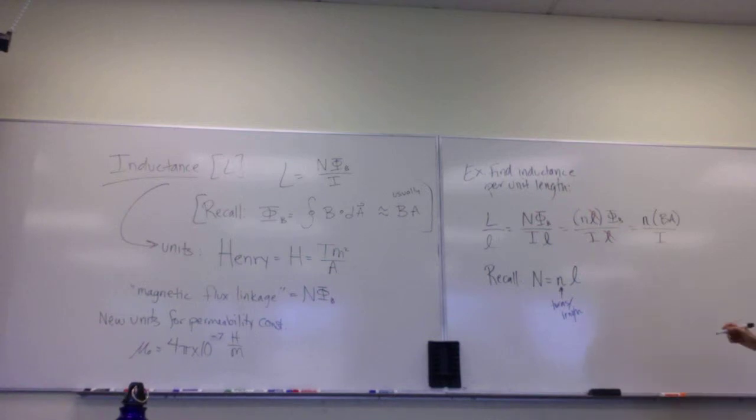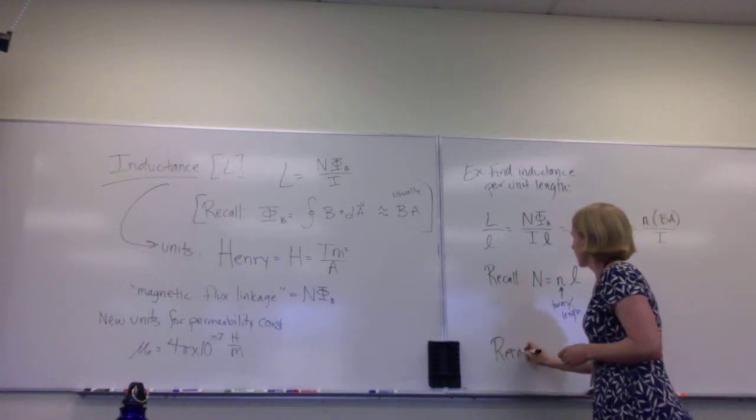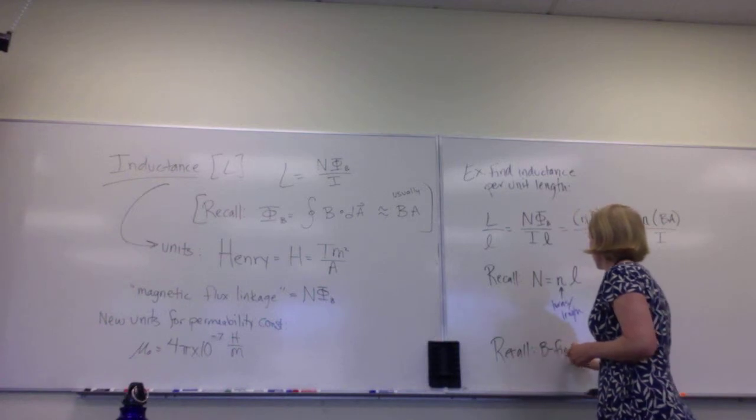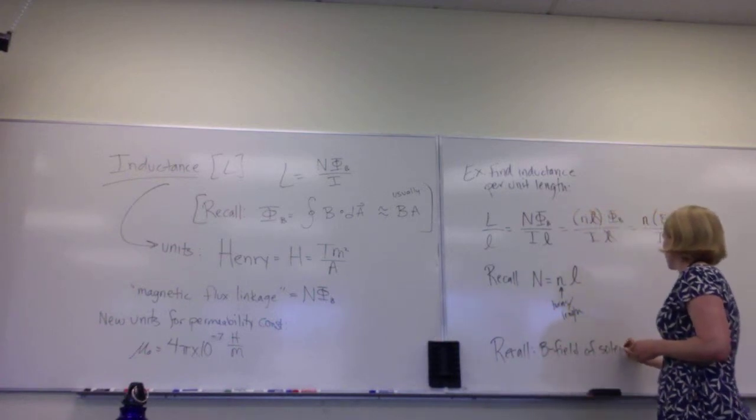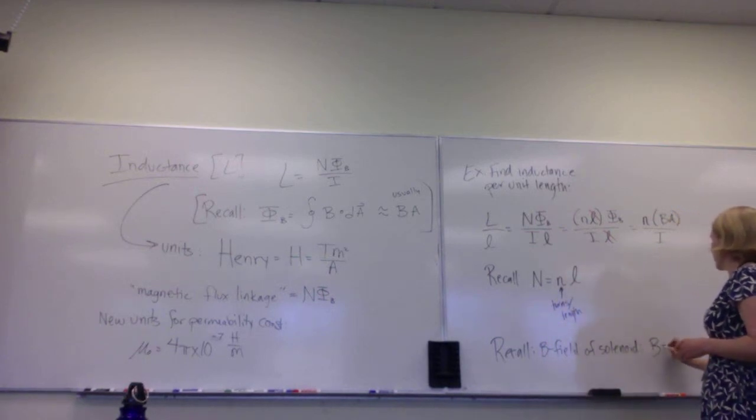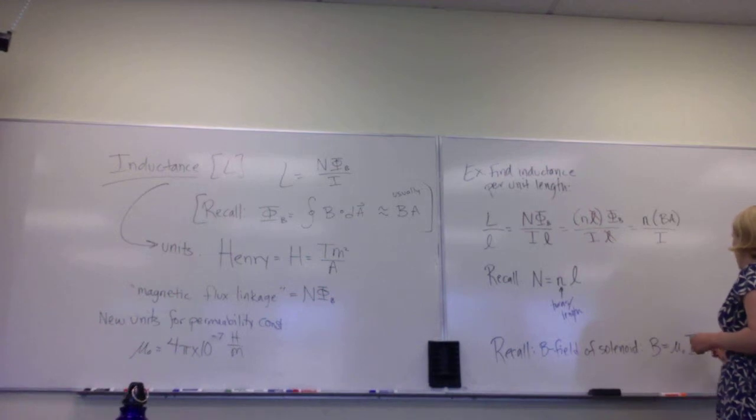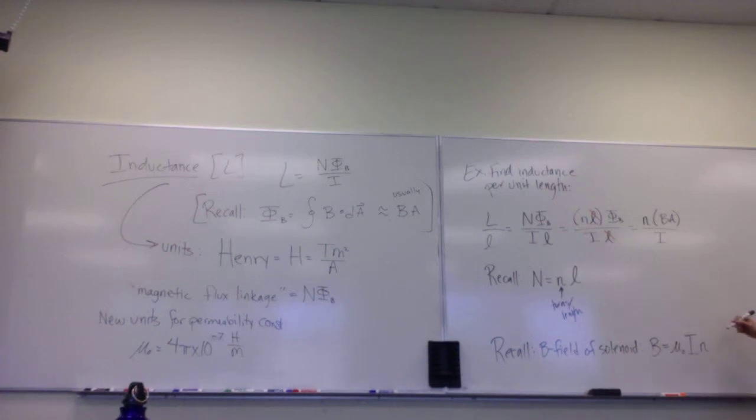So now we have turns per unit length times the magnetic field times the cross-sectional area over the current. And then for a solenoid, this is the B field of a solenoid. B was equal to mu naught I times little n. So I can put that back in: mu naught I little n times A over I. That allows me to cancel the current from the equation. And so then I can combine my little n terms, and I have mu naught n squared A.